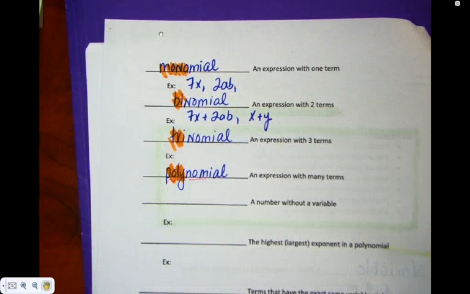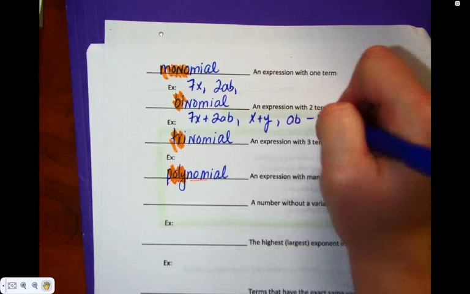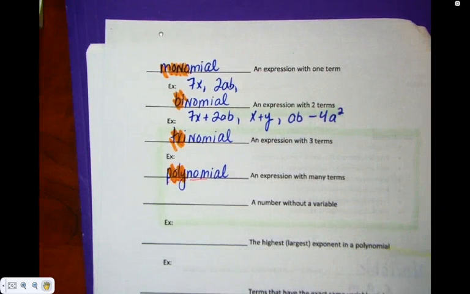What's the first term? X. What's the second term? Y. That's why it's called a binomial. AB minus 4a squared. What's the first term? AB. What's the second term? Negative 4a squared. So it's plus or negatives that mix or separate terms.